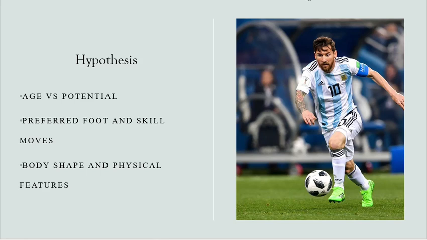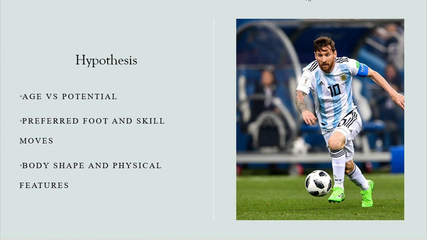Coming to the hypotheses we derive from the dataset, there are three main hypotheses. The first hypothesis is age versus potential. The main idea of this hypothesis is that younger players might likely have higher potential ratings compared to the aging ones. According to this hypothesis, younger athletes who are still growing may possess a better chance of improvement and hence higher potential ratings than aging sportsmen who are unlikely to improve further.